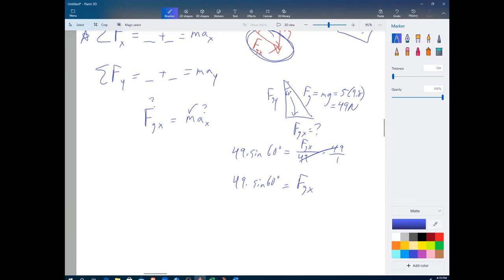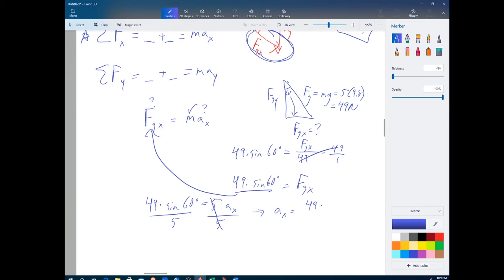Now for me personally, I don't like to pull out the calculator as much as a lot of you do. I'm going to just put this in here and pull out the calculator once at the end. So I'm going to substitute that in. I get 49 times the sine of 60 is equal to the mass, which was 5, times the acceleration in the x direction. Divide both sides by 5. And this is what I will put in my calculator.